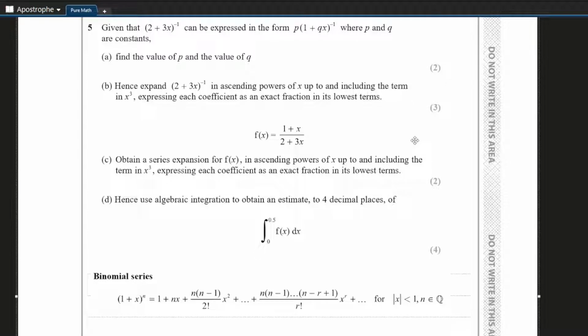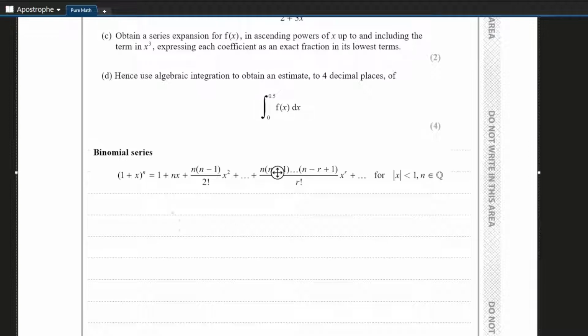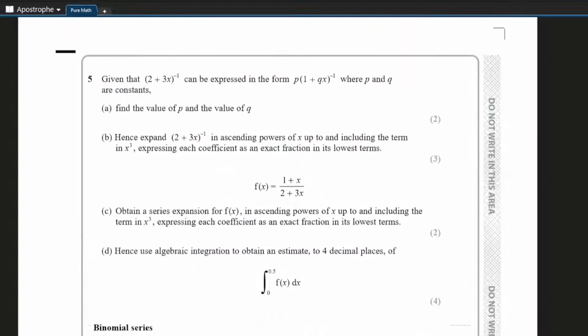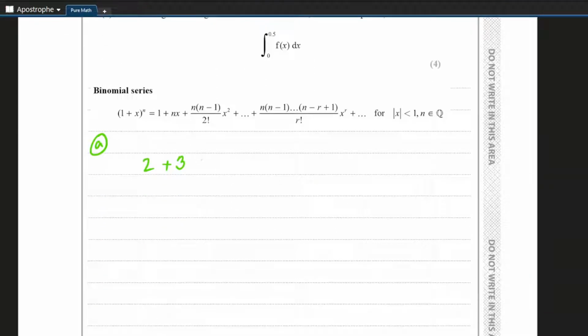Okay, let's look at question number 5. In here it says, given that this term can be expressed in the form this, where p and q are constants, find the value of p and the value of q. Okay. 2 plus 3x, the whole to the power minus 1.